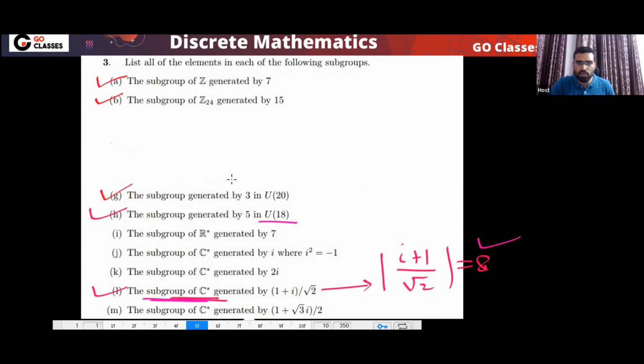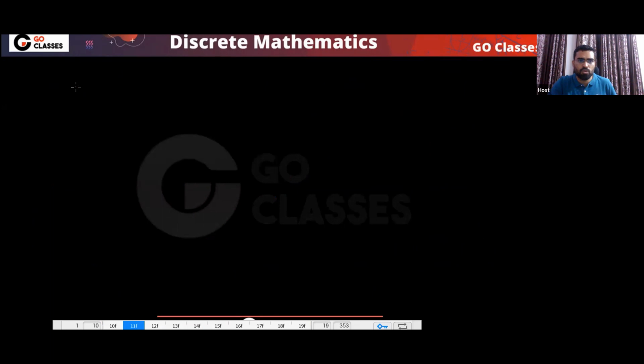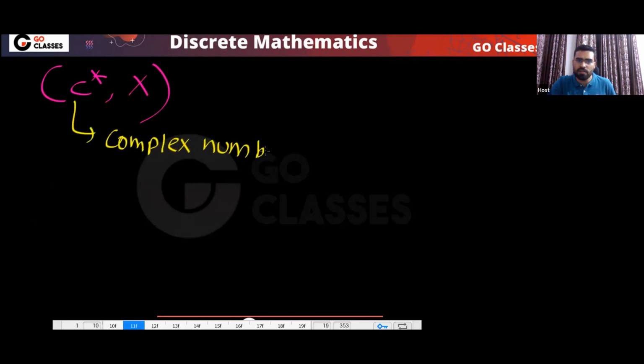Did you try the remaining questions? This question we have done. And did you try this one? The subgroup of C star generated by iota. So you can notice we have this structure, C star and multiplication. Remember what C star is? These are non-zero complex numbers. C star means non-zero complex numbers.